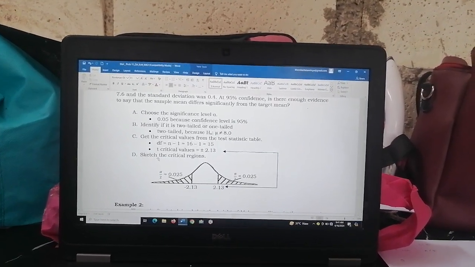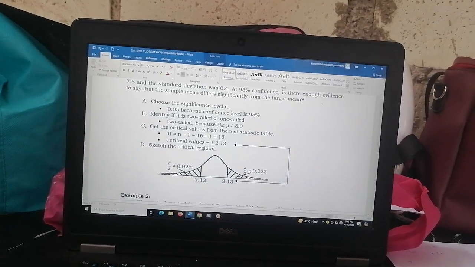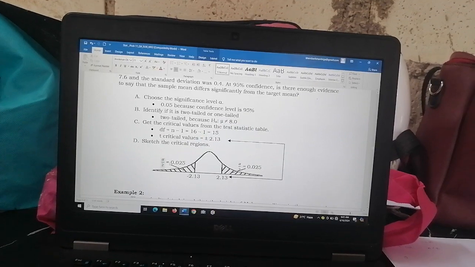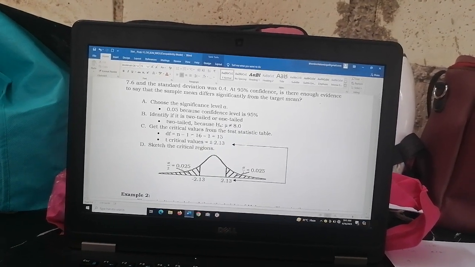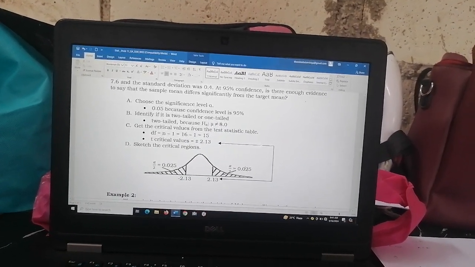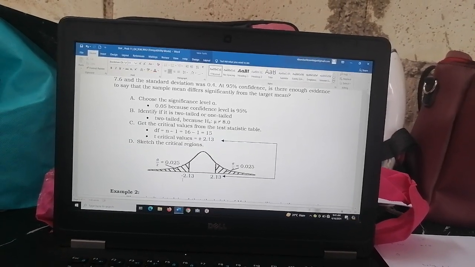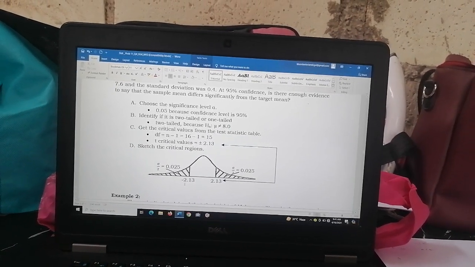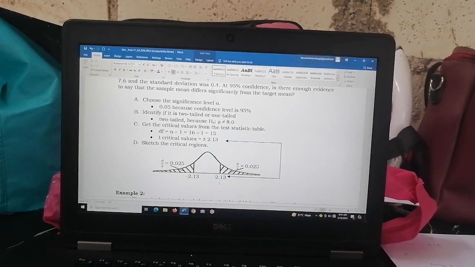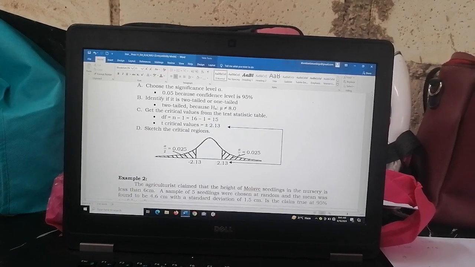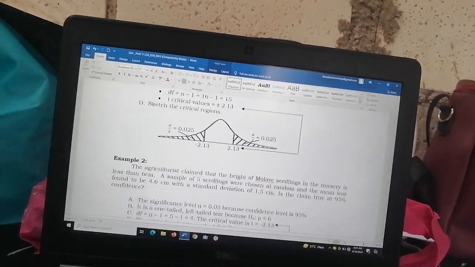So, as you can see, sketch the critical region. Our alpha is 0.05. Of course, because it is two-tailed, we split it. So, alpha over 2 is 0.05 over 2, which is equal to 0.025. So, on one side is negative 2.13, and on the other side is positive 2.13. So, that's it. Very easy.